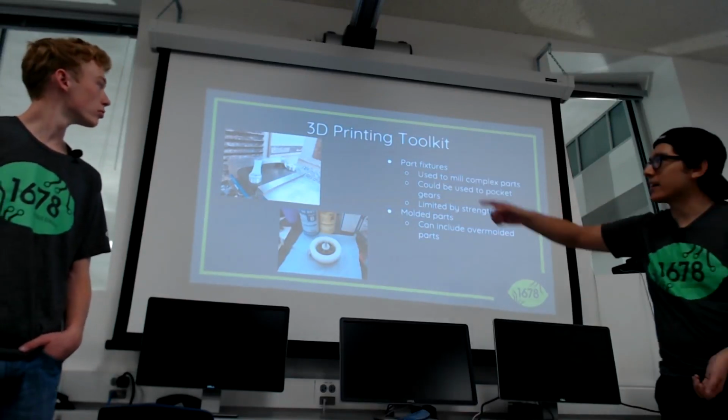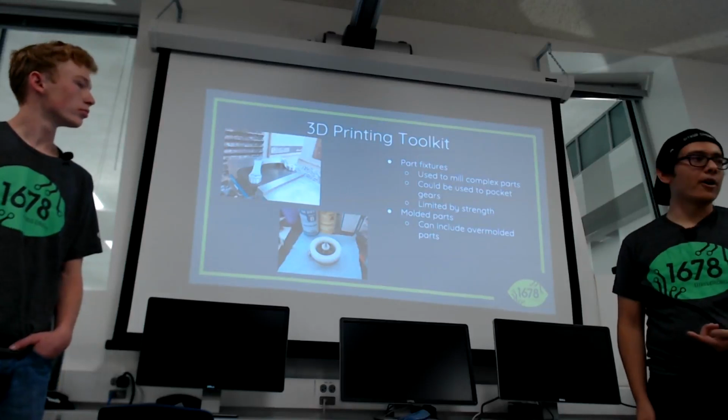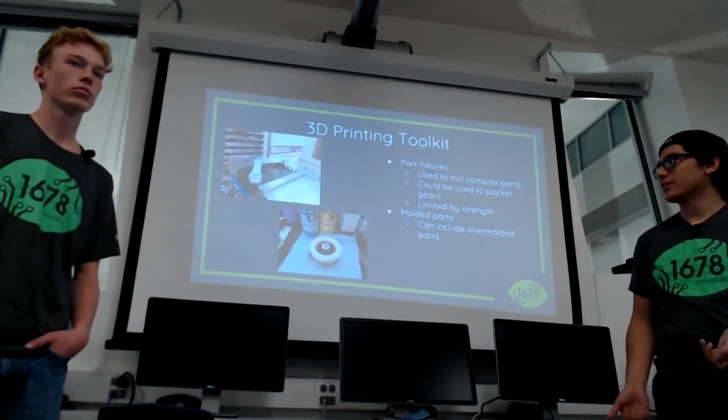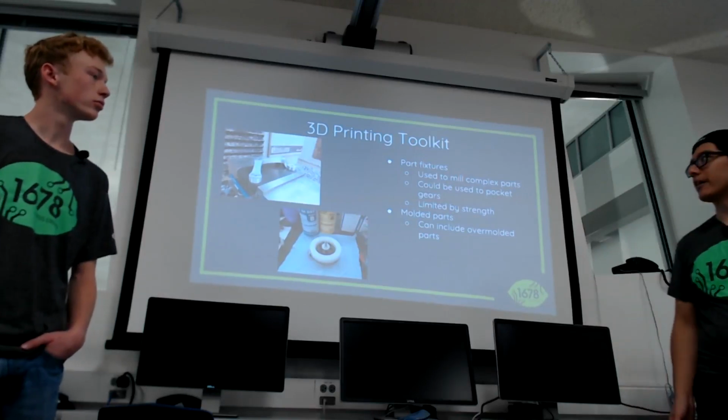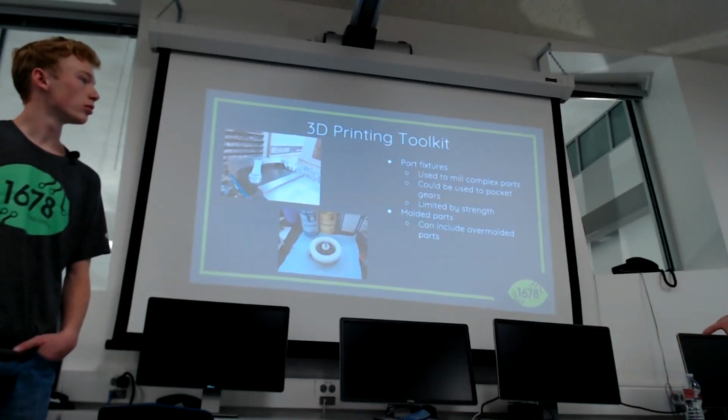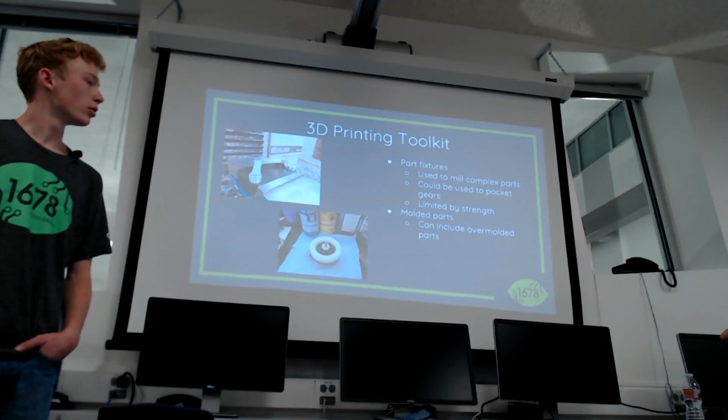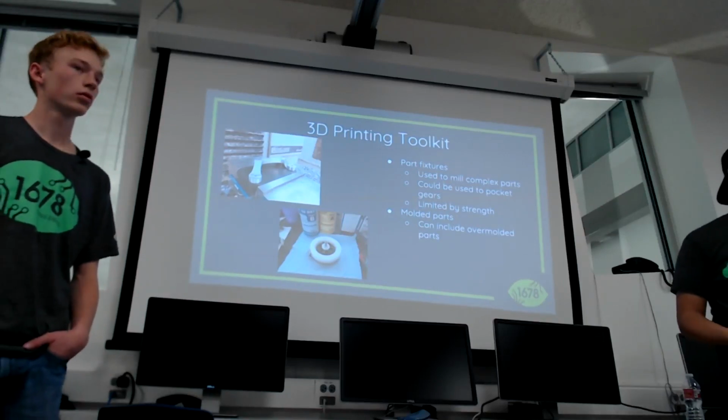If you look here, there's actually no good way to clamp onto that part and keep it consistent. So there's a fixture made for it where you just insert it, you clamp down, and then you can machine that repeatedly. In addition to that, you can 3D print molds.